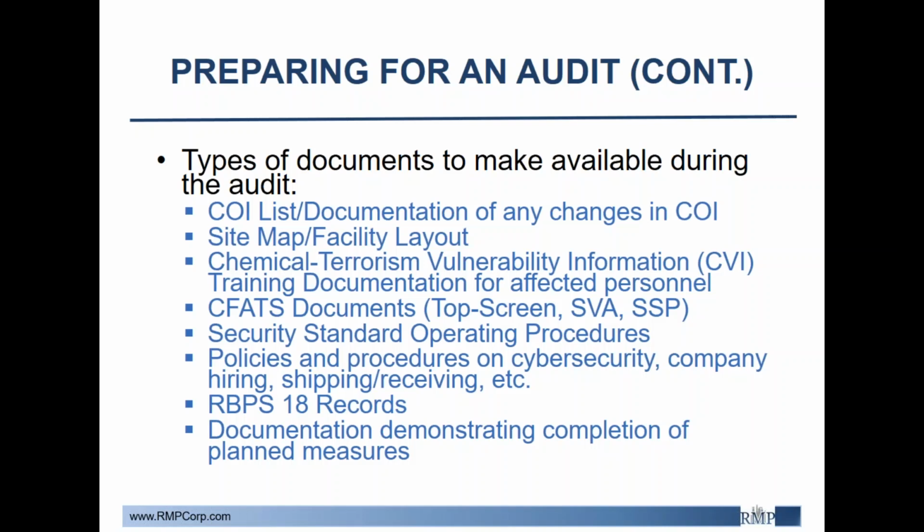Followed by risk-based performance standard 18 records and also documentation demonstrating completion of plan measures. Plan measures could be a wide variety of things. This can include revised schematics, requests for quotes, proposals, statements of work, budget approval documentation, installation, maintenance records, photographs, work orders, all sorts of stuff. Obviously, there are more documents that the inspector might ask to review, but this list is a good starting point for the kinds of items to gather for the compliance audit.